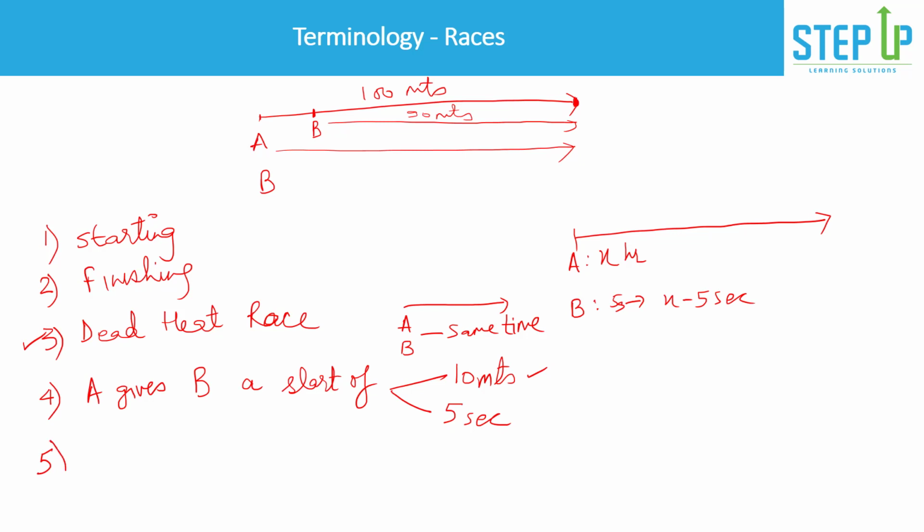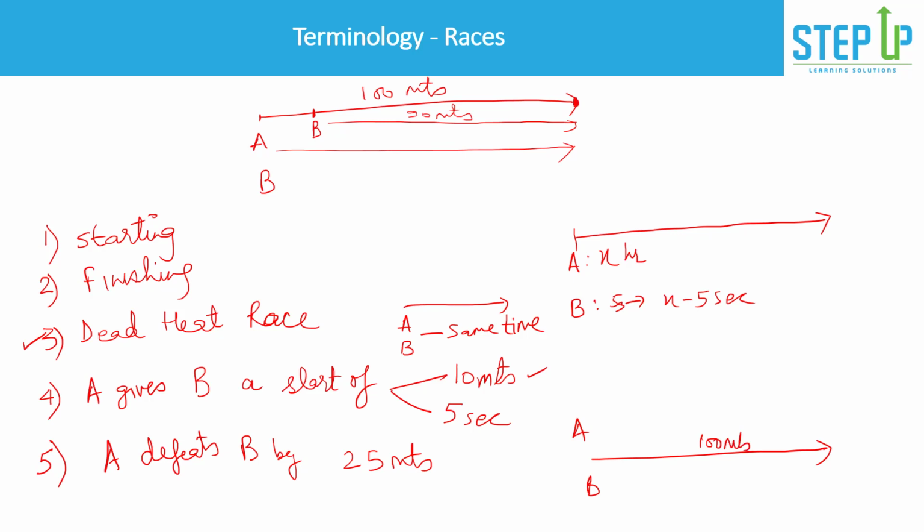The last statement you will see is if it says A defeats B by, let's say, 25 meters. What does this mean? In this race, let's assume for example it's a 100 meters race. By the time A finishes the race, B is yet to cover 25 meters. Always remember B, not A. A defeats B means A has already completed the race and B is yet to cover 25 meters and then he'll finish the race.